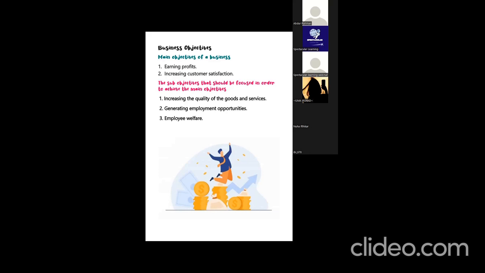Increasing the quality of goods and services means, for example, you're conducting a bakery. If you're conducting a bakery, you're producing normally shorties and buns. So you should, day by day, try to increase the quality of it. Quality means the taste of it, or else the attraction of it, how it looks from outside and how it tastes. You should increase that quality.